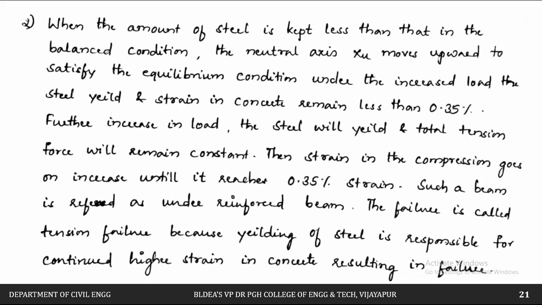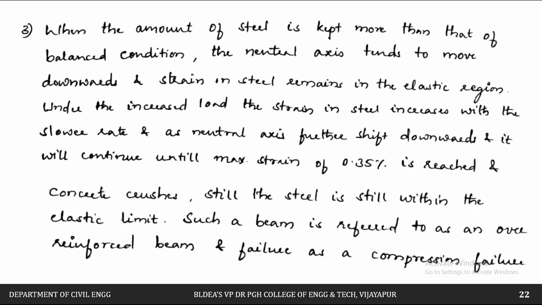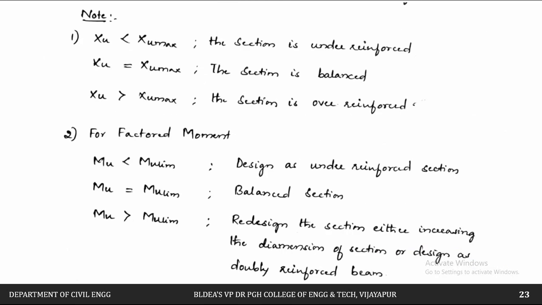So this is what is being written in the words. You can pause the video and prepare notes of this. This is for a compression failure. For balanced section, under reinforced section, and over reinforced section. As this is a compression failure, therefore this is an over reinforced section. Then next, at the end, what can we summarize now.